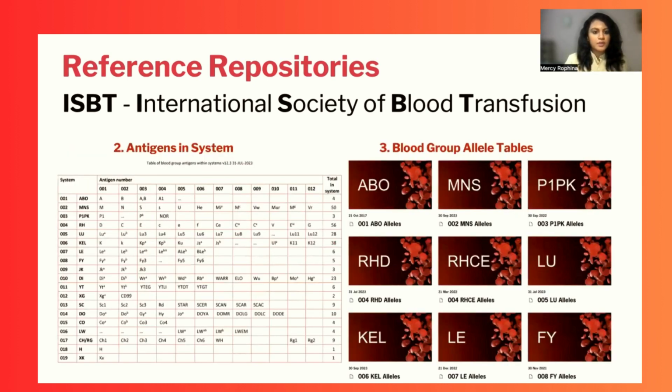When we look at antigens in system and blood group allele tables, we will be taken to two different pages. If we look at the antigens in the system, again it provides a tabulation in the form of a PDF. It gives the list of blood group system symbols, how many antigens are present, and the name of each antigen. For example, if we take the ABO blood group system, the total number of antigens in that system is 4. What are they? A, B, both AB, and A1. Similarly, for each of the 44 blood group systems, the total number of antigens and the numbering of each of those antigens are listed in the form of a table.